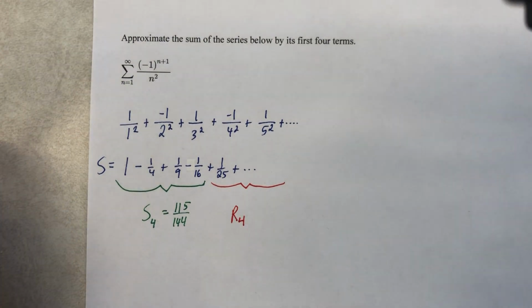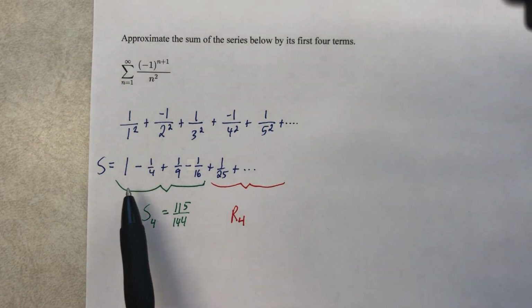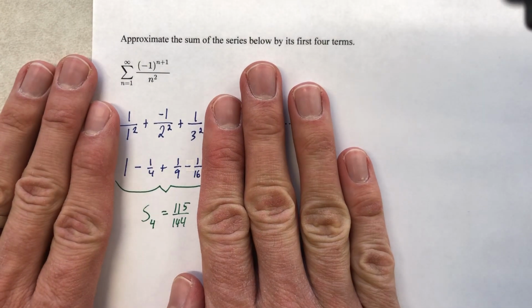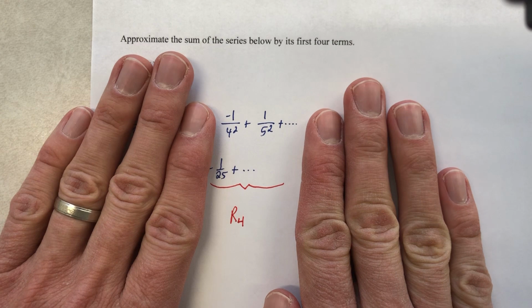So let's continue to build an idea. This entire infinite sum is really this partial sum plus the remainder sum.